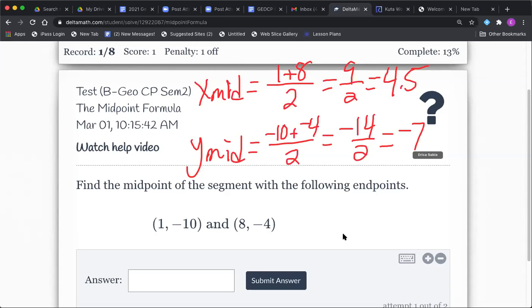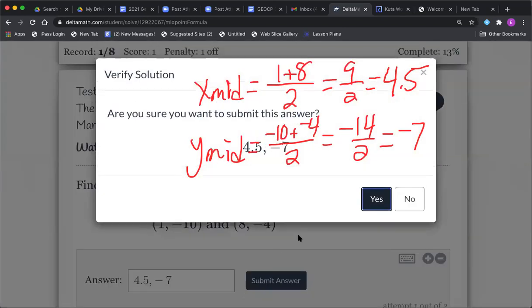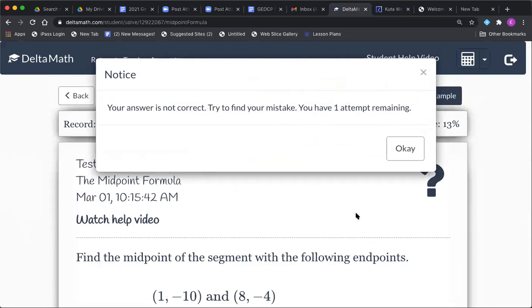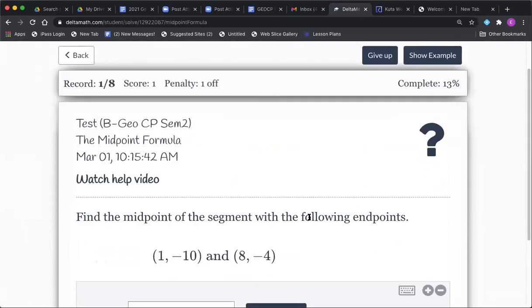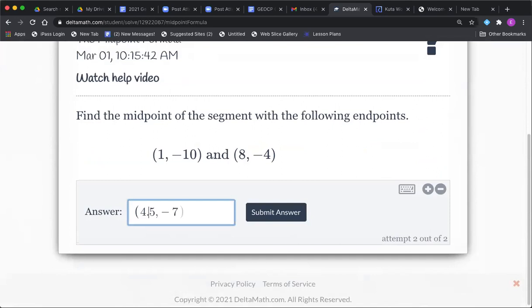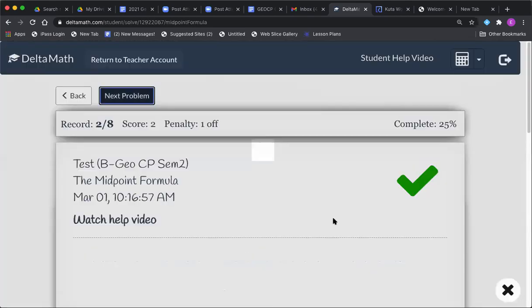So watch me type it without parentheses and watch me get it wrong. So you don't do it that way. 4.5, comma, negative 7. Let's see what happens. Oh, see, it's telling me it's not correct. So at least you know, oh, right, I need to do those parentheses. Yes, of course. Let me not forget. And now it should take it just fine.